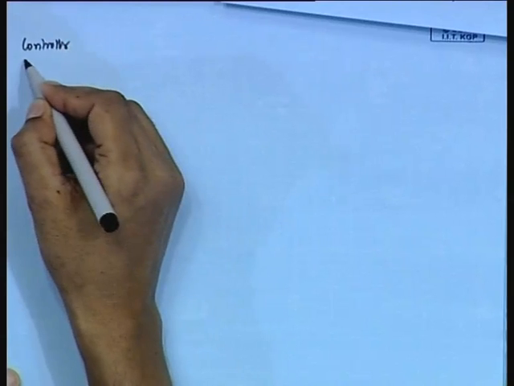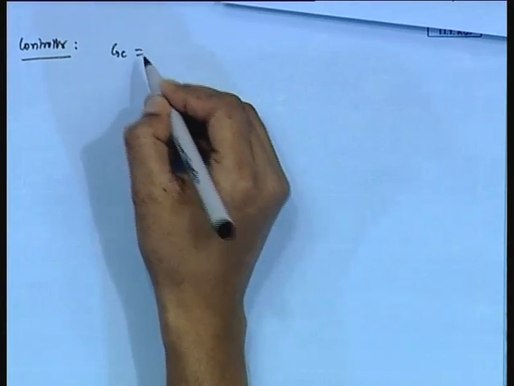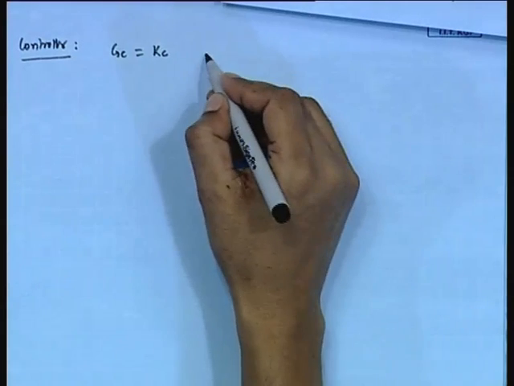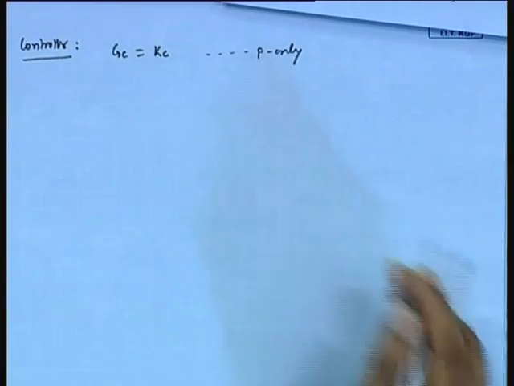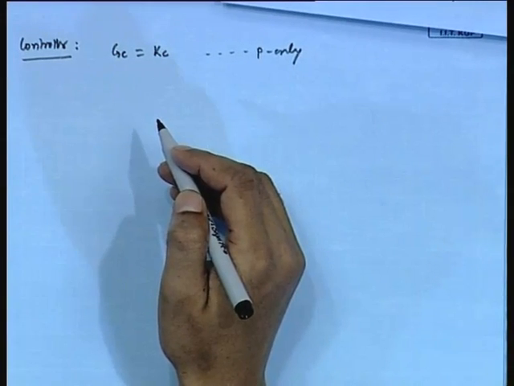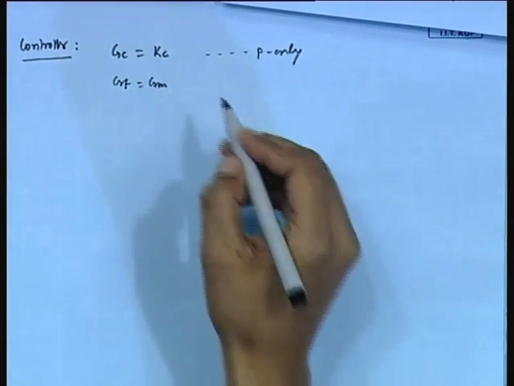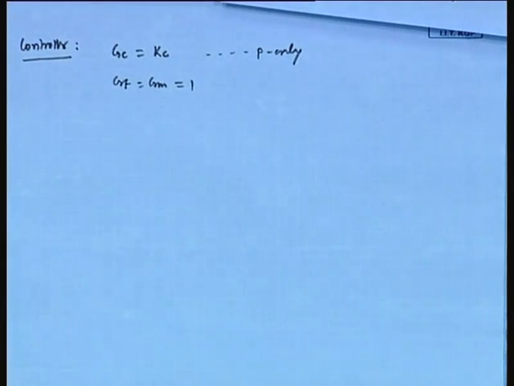So, next element is the controller. Our controller is the P only controller. So, the transfer function of P only controller is Gc equals Kc. This is the transfer function of P only controller. Now, for measuring device and final control element, we will consider both the transfer functions as unity. The transfer functions of measuring device Gm and final control element Gf are unity.